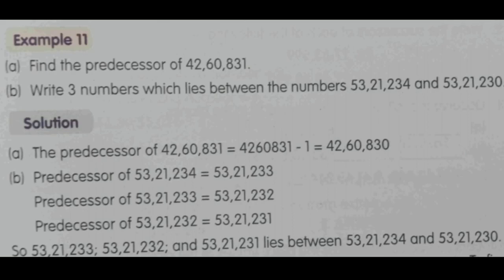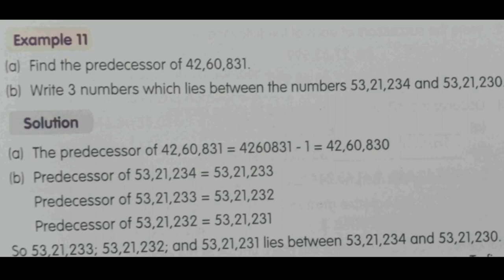In example number 11, part A states: find the predecessor of 4260831, that is 42,60,831, and part B states: write three numbers which lie between the numbers 5321234 and 5321230. Let's start with part A. You just need to find the predecessor of 42,60,831. For this, you subtract 1 from the given number, and you will find that the predecessor comes out to be 42,60,830, which is your answer.